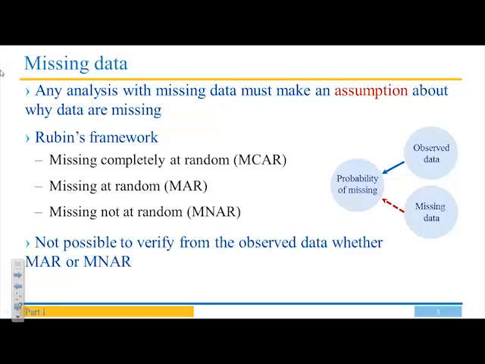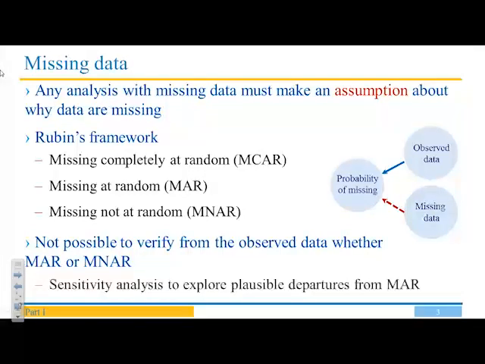So in practice, we can verify whether the missing data is missing completely at random or not. However, verifying the missing at random from missing not at random assumption is not possible using the observed data at hand. So that's why performing sensitivity analysis has been suggested to explore the possible departures from the missing at random assumption.